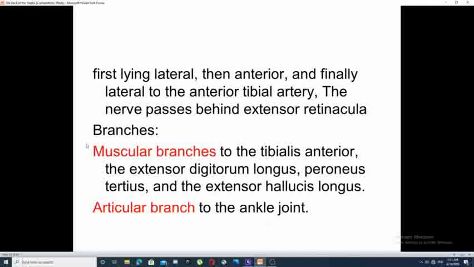Branches of the deep peroneal nerve are usually muscular branches to the tibialis anterior muscle, to the extensor digitorum longus muscle, to the peroneus tertius muscle, and to the extensor hallucis longus muscle.